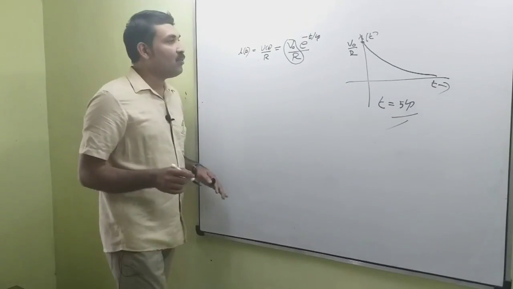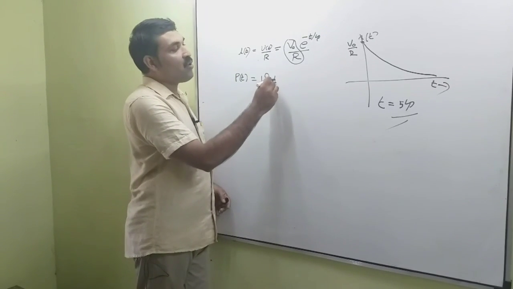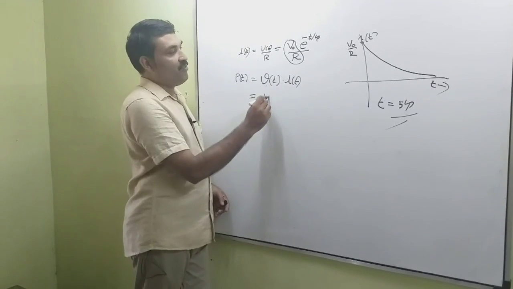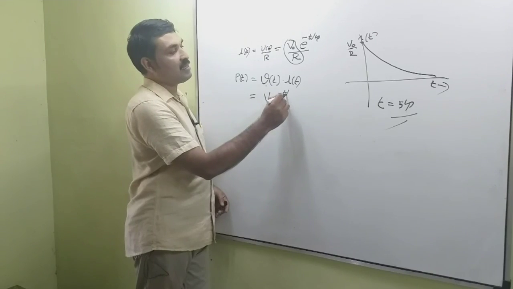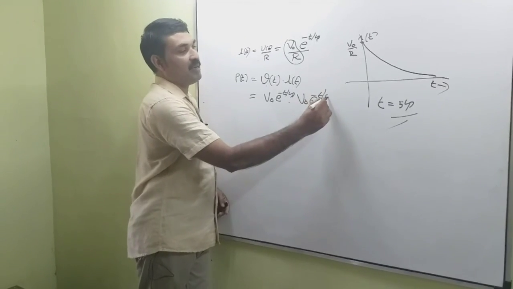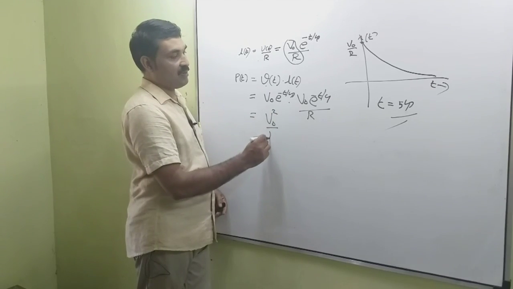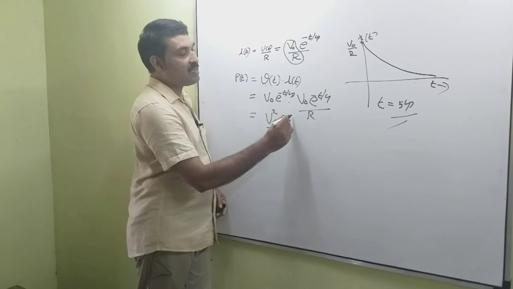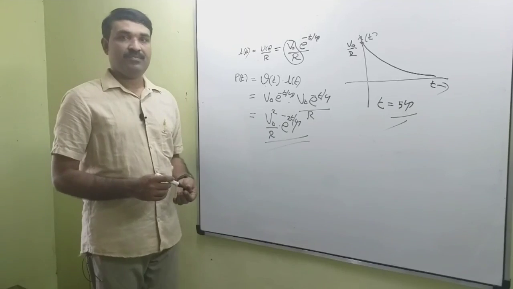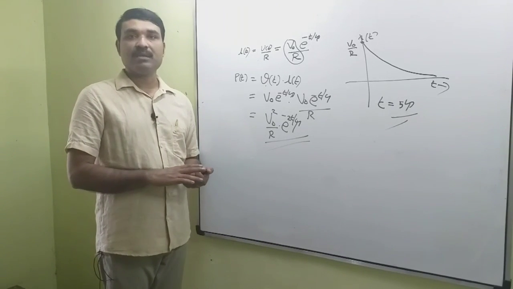Okay. Now, what is the power? We know that power P of t is equal to V of t into I of t. That is equal to V0 e raised to minus t by tau into I of t, that is equal to V0 into e raised to minus t by tau by R, or this is equal to V0 square by R into e raised to minus 2t by tau. This is the power absorbed in the resistance. Okay, that is power dissipated in the resistance. Now, based on this fact, we have to do some problems.